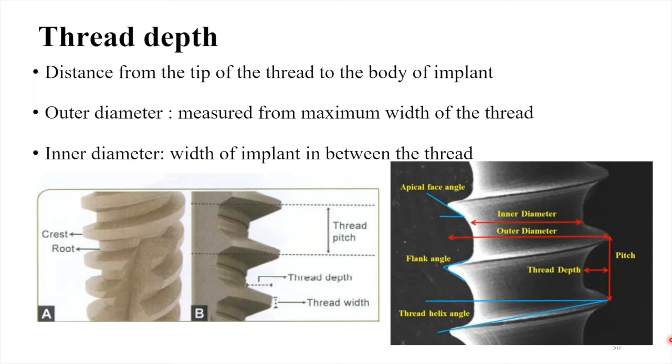Thread depth is the distance from the tip of the thread to the body of the implant. Outer diameter is measured from the maximum width of the thread, and the inner diameter is measured from the width of the implant between the threads. The greater the thread depth, the greater the surface area of the implant. Thread depth is most in the V-shaped threads. As the diameter increases, the thread depth also increases.